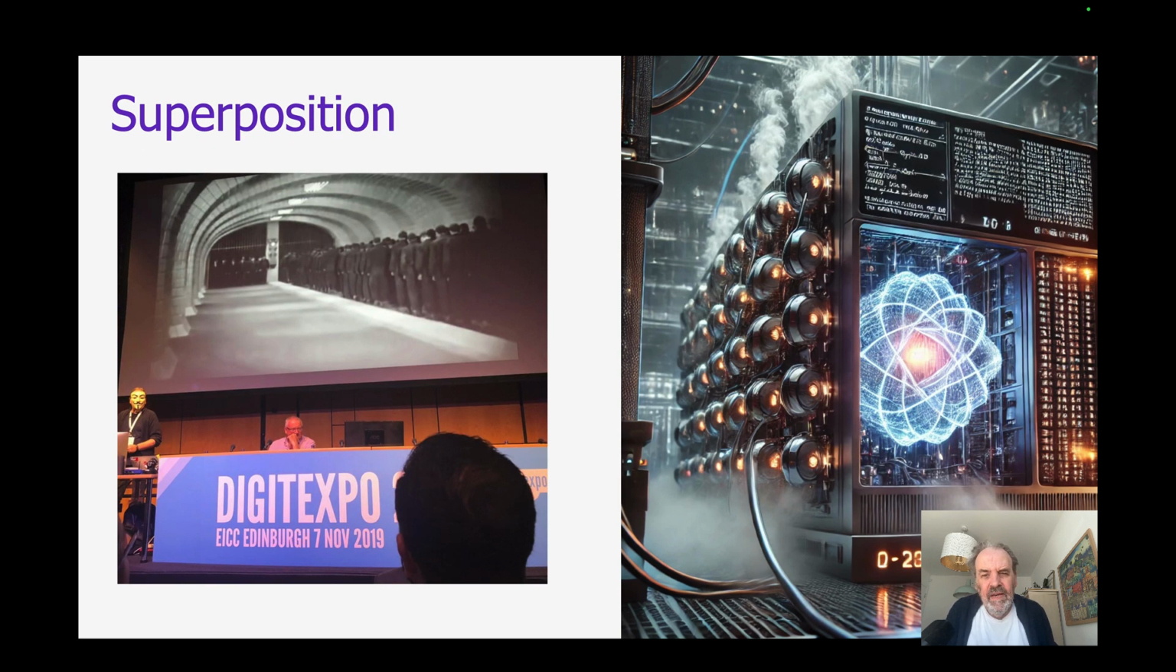The other thing that we have is what's called superposition. With superposition, we can actually have a qubit in different states, and it's only when we actually measure the state that we determine which state it is in.